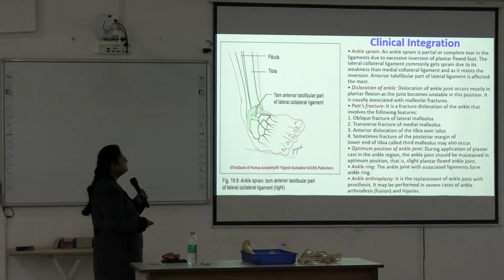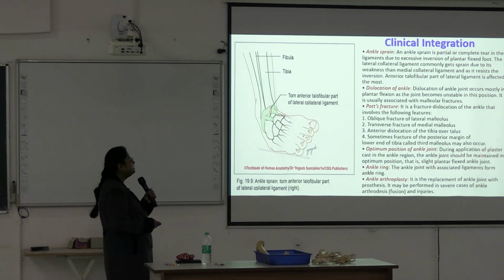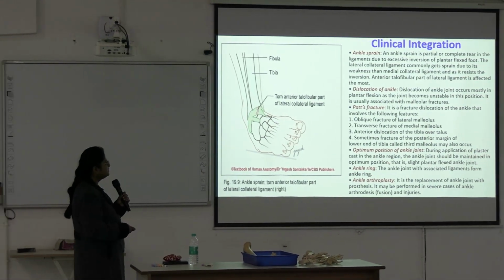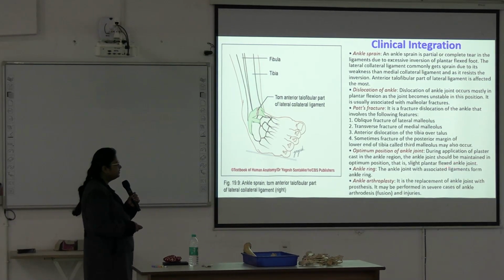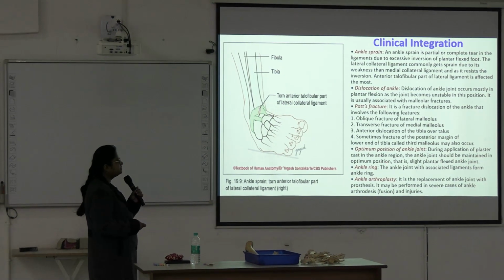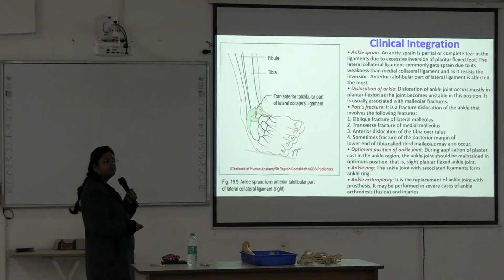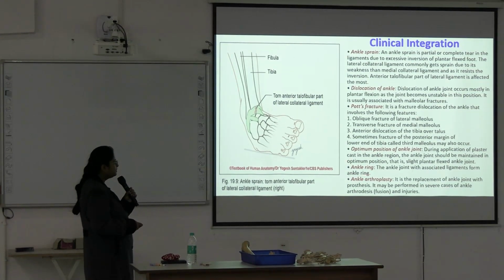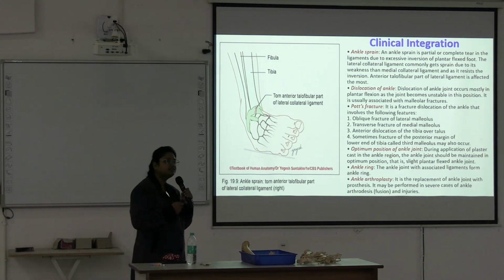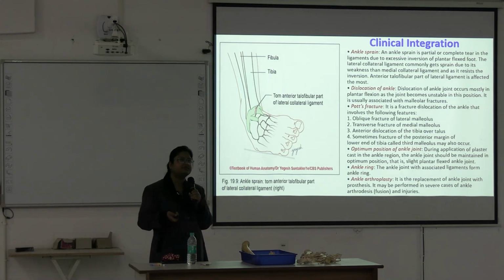Next is the optimum position of the ankle joint. During application of a plaster cast in the ankle region, the ankle joint should be maintained in the optimum position, that is, a slightly plantar flexed ankle joint. Okay, so this is the optimum position. You have to do the plaster in this position.